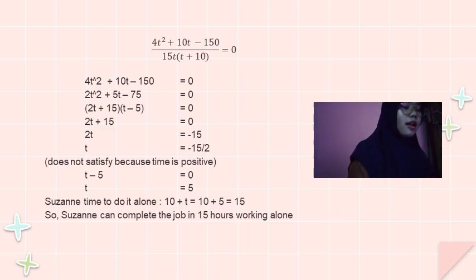Negative 15 half does not satisfy because time is positive. So T minus 5 equals 0. T equals 5. So Susanna's time to do it alone is 10 plus T equals 10 plus 5, which is 15. So Susanna can complete the job in 15 hours working alone.